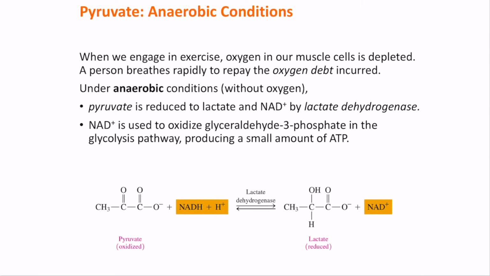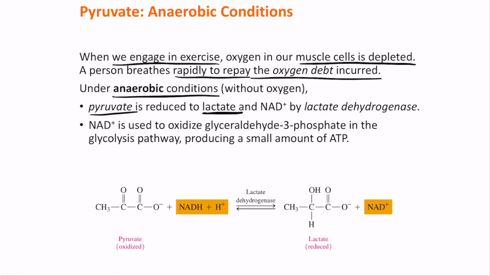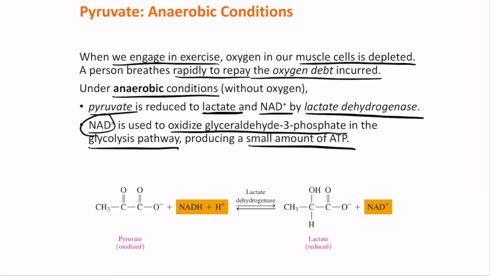Under anaerobic conditions, what happens here is that when we engage in rigorous exercise, the oxygen in our muscles generally gets depleted, and whenever you start breathing rapidly, you start to repay the oxygen debt that you are incurring. In these anaerobic conditions where there is no oxygen, the pyruvate is reduced to lactate and NAD plus by lactate dehydrogenase. This NAD plus is then used to oxidize the glyceraldehyde 3-phosphate in the glycolysis pathway and ends up producing a small amount of ATP.